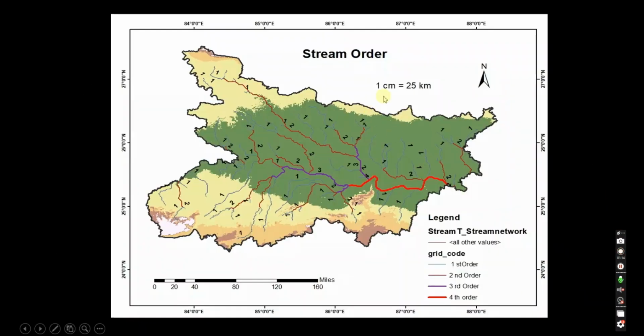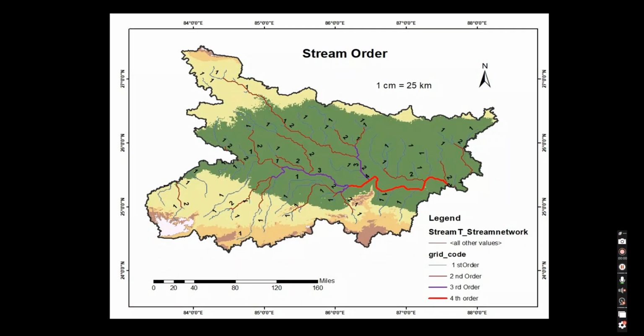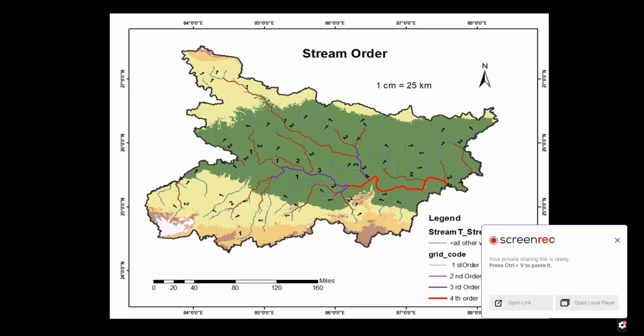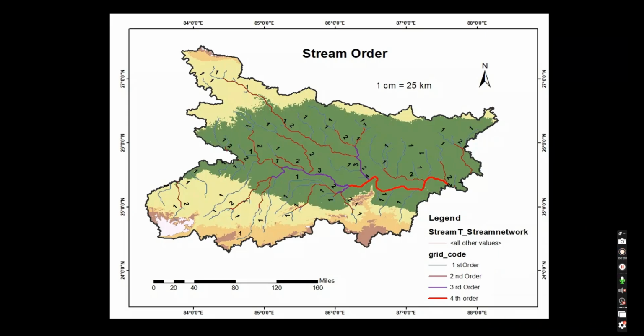Next, stream order map. Stream order is a method used to classify rivers and streams based on their size and hierarchy in a drainage network. First, small streams are called first order streams. When two first order streams join, they form a second order stream, and when two second order streams join, they form a third order stream. Higher stream order means a larger and more important river channel.